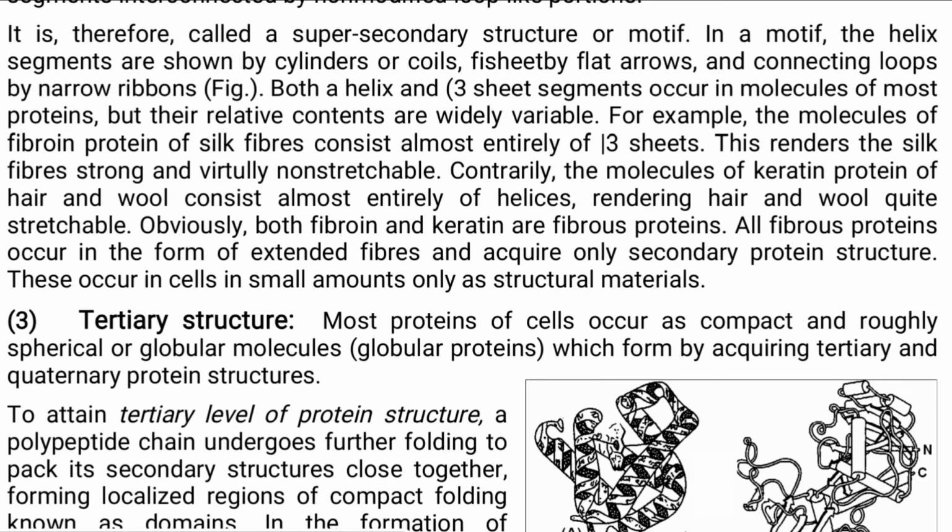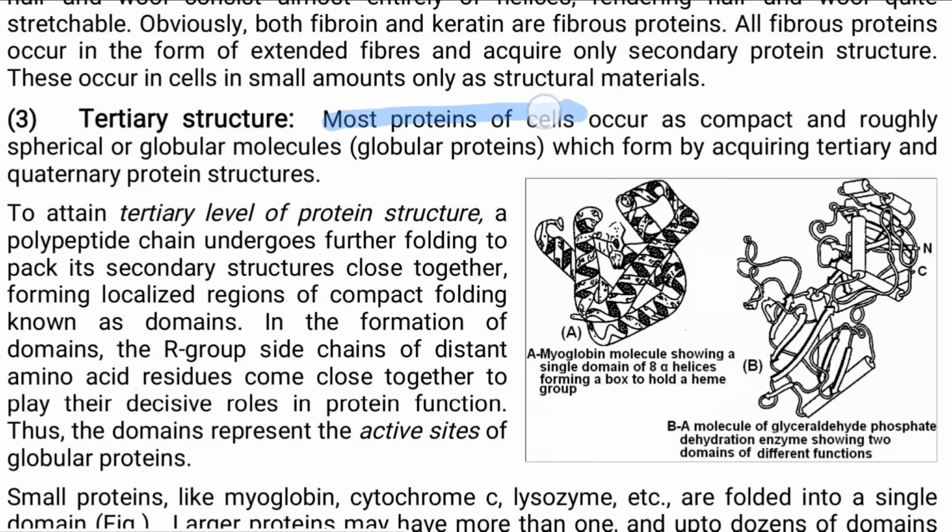Now, dealing with the tertiary structure of the protein. The majority of the proteins of cells occur as compact, roughly spherical or globular proteins, because in the formation of the tertiary structure you can form any possible bond. They don't need to be only peptide bonds or only hydrogen bonds. You can form any possible bond to reduce the surface area of the functional protein. Do remember, to attain the tertiary level of protein structure, a polypeptide chain undergoes further folding to pack its secondary structure and make it closer in the structural formation.